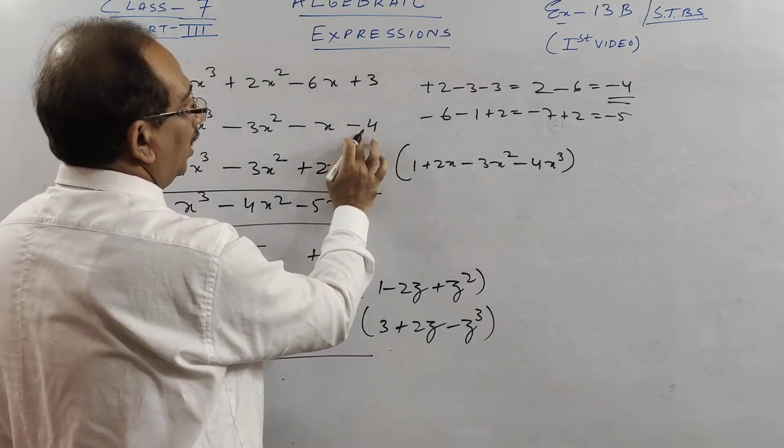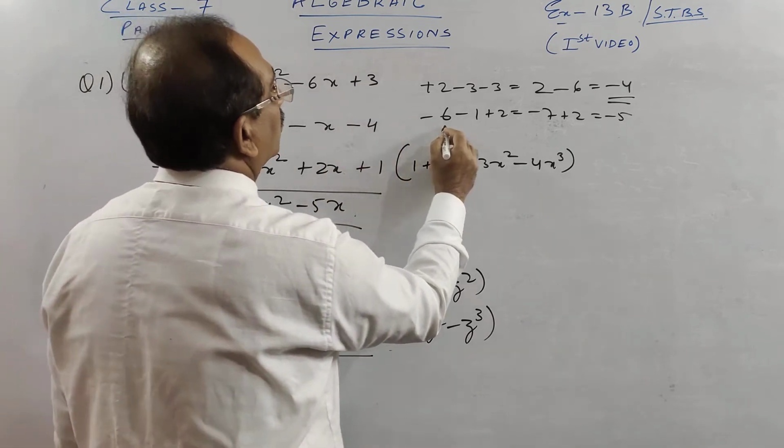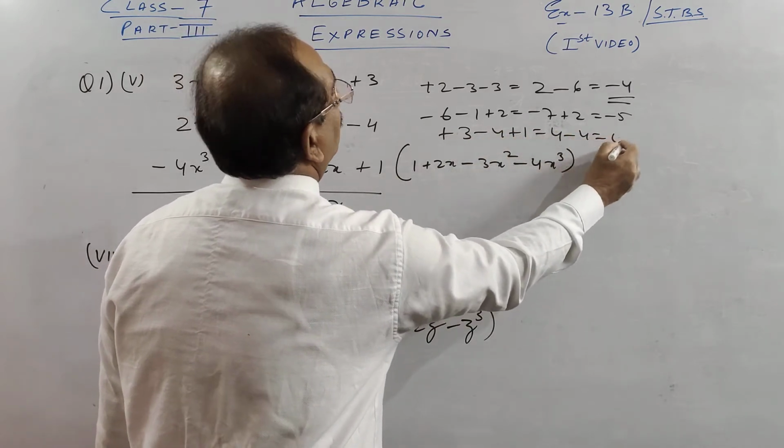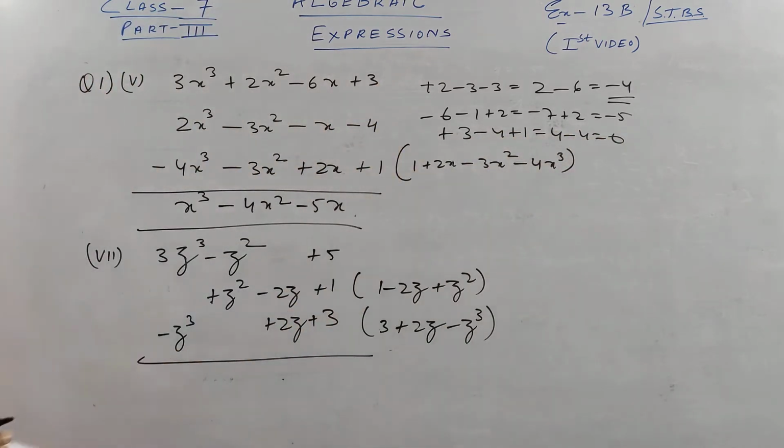Last, minus 4 and 3 plus 1. So plus 3 minus 4 plus 1 is 4 minus 4, which is 0. So I don't write anything. So check here whether you get the same answer as I have got. Okay, so the final constant term will become 0 and we will not write anything there.